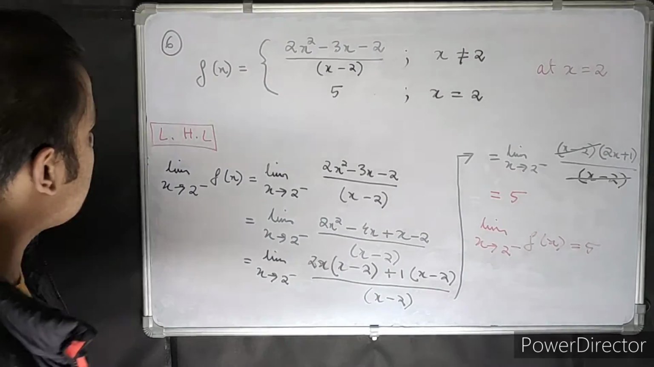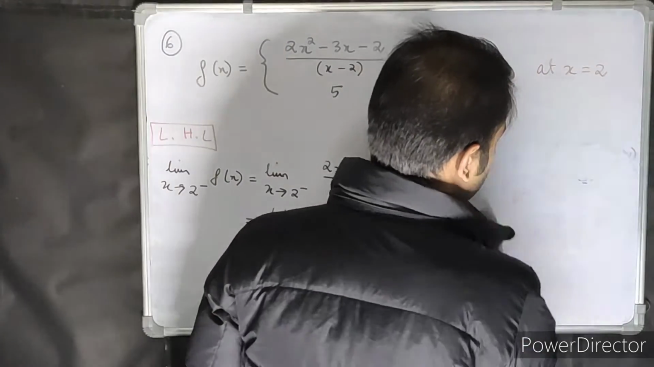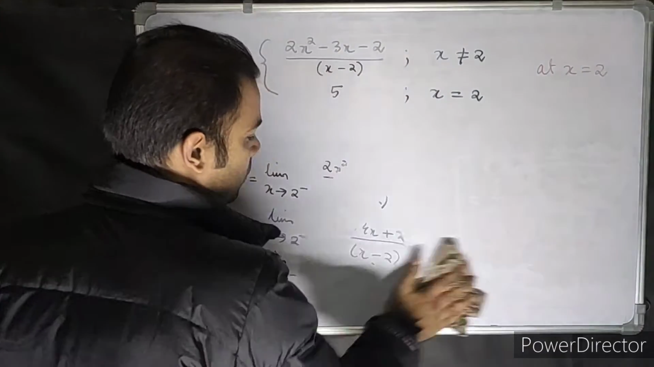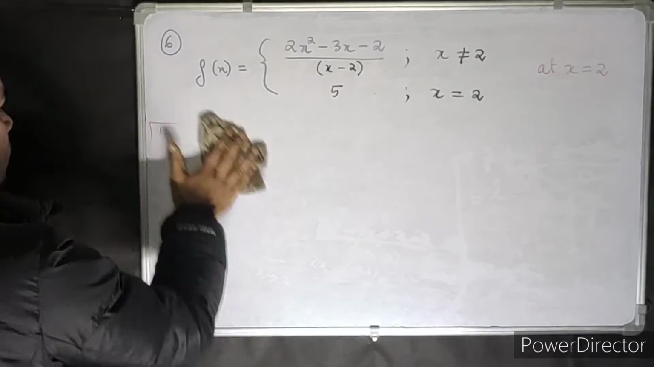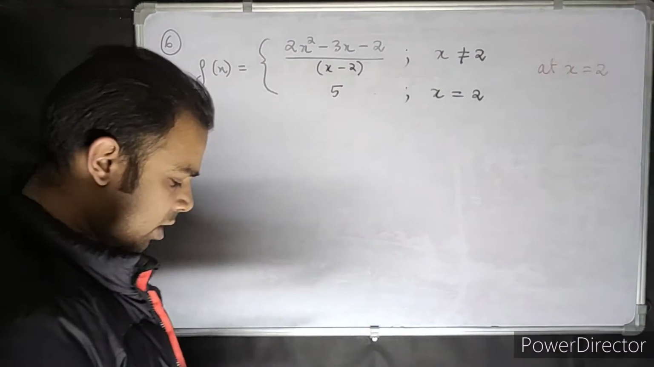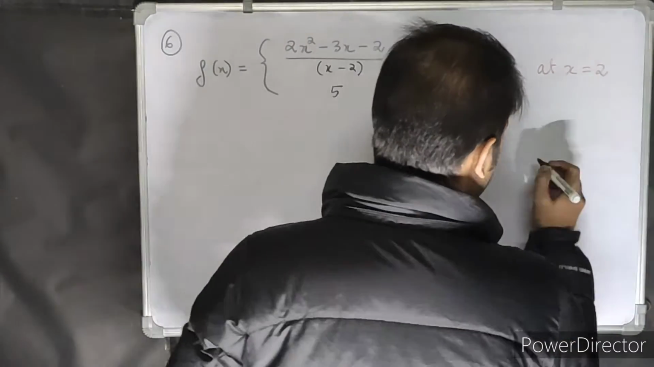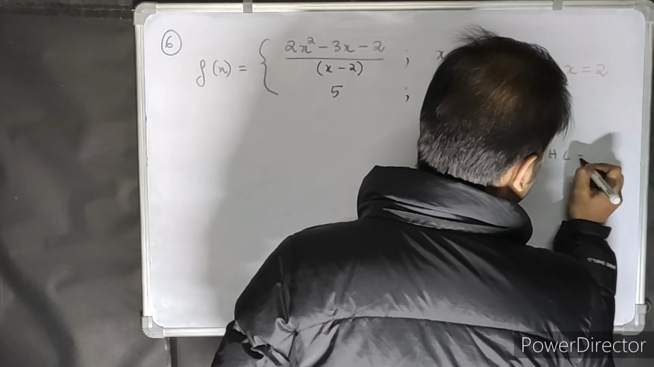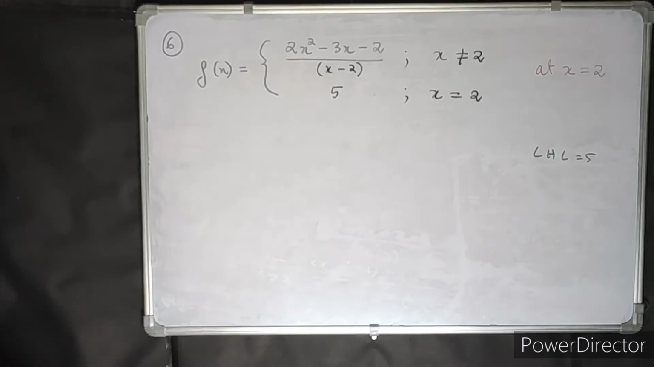Now let's go on to the next one, that is the RHL. So LHL is 5. You can write, I'm writing it over here. LHL is equal to 5. Left hand limit came 5.